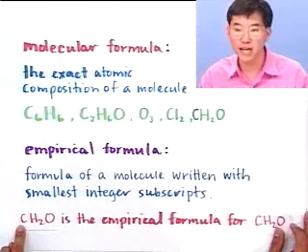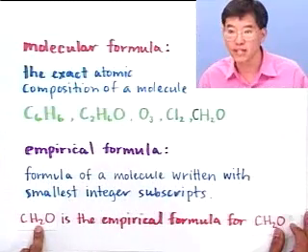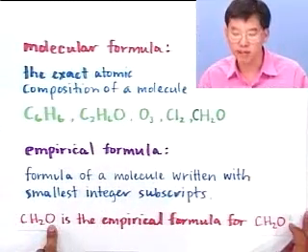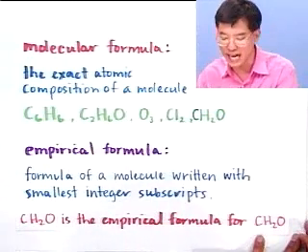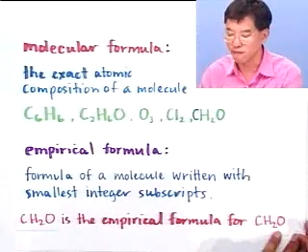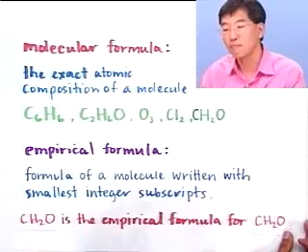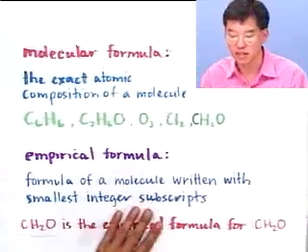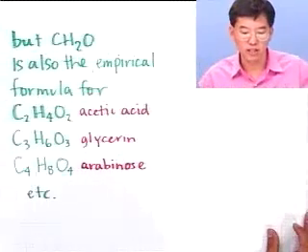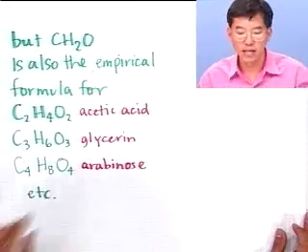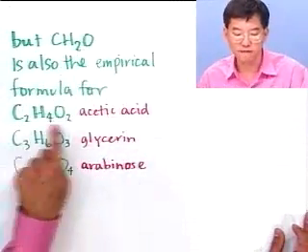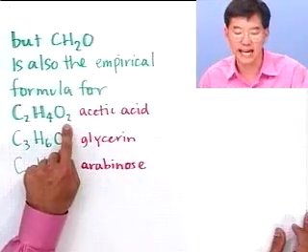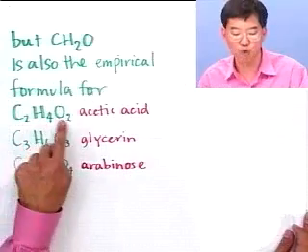That means for every carbon atom in the molecule, there are 2 hydrogen atoms and 1 oxygen atom. Note that this empirical formula also happens to be exactly the molecular formula for formaldehyde. So it might be that our compound is formaldehyde, and formaldehyde does happen to be a colorless liquid. But note that CH2O is also the empirical formula for a bunch of other molecules. Here's the molecular formula for acetic acid, and it has exactly the same ratio of atoms.